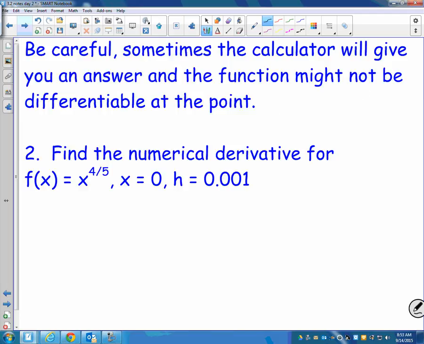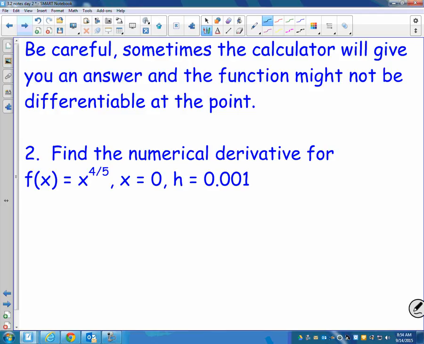Be aware that sometimes your calculator will give you an answer even if it's not differentiable. And again, that all comes down to the programming, because it's not doing the derivative the same way that we do the derivative. Which means if there's a sharp corner, or a cusp, or a vertical tangent line, your calculator doesn't know that. So sometimes you have to use your brain and not always trust your calculator. So look at this one.